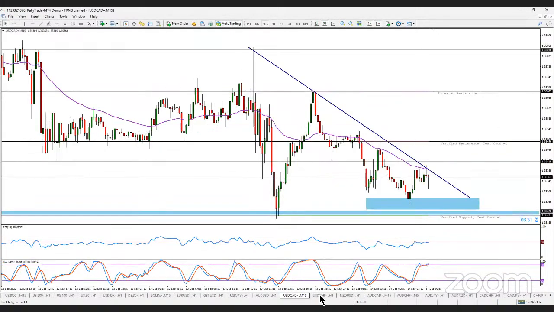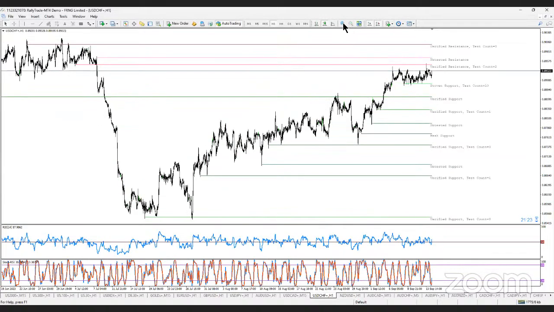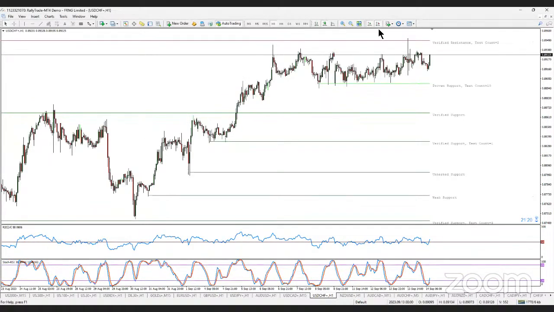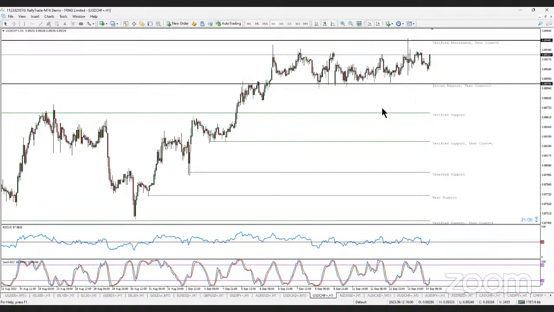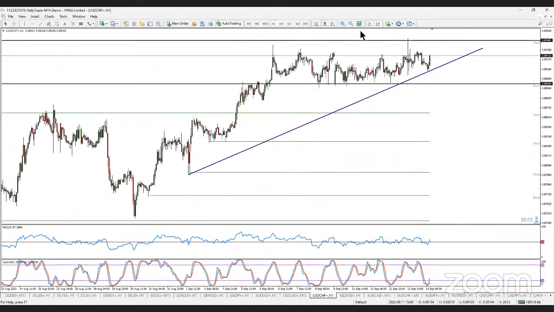So for USD CHF, let us check what the trend is. It has been ranging between this zone and this zone. Now it's not actually good to place trades when the market is ranging. It's not advised that you place trades when the market is ranging. It's not really something that you should be doing.